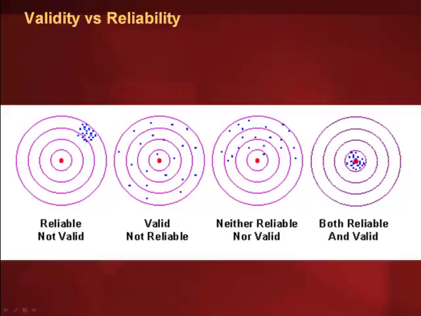The third scenario shows a case where your hits are spread across the target and you are consistently missing the center. Your measure in this case is neither reliable nor valid. Finally, we see the perfect Robin Hood scenario. You consistently hit the center of the target and your measure is both reliable and valid. I'm quite convinced you probably never thought of Robin Hood in those terms before, but there you have it.